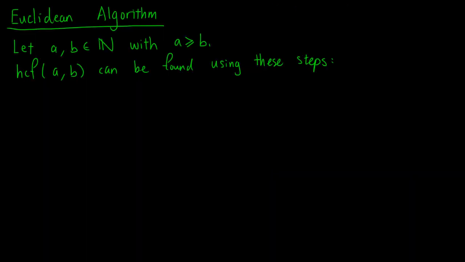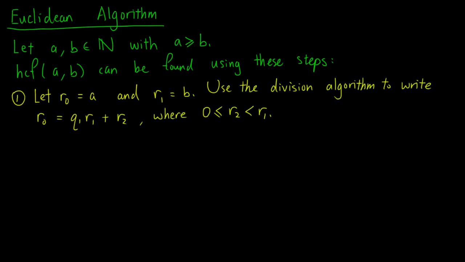From the example, we see that we have a systematic method to find the HCF of two positive integers a and b by using the division algorithm. This method is known as the Euclidean algorithm. It allows us to find the HCF of a and b using the following steps. First, we let R0 equal a and R1 equal b. This is just for convenience in notation. We use the division algorithm to write R0 equals Q1 times R1 plus R2, where R2 is greater than or equal to 0 and less than R1.